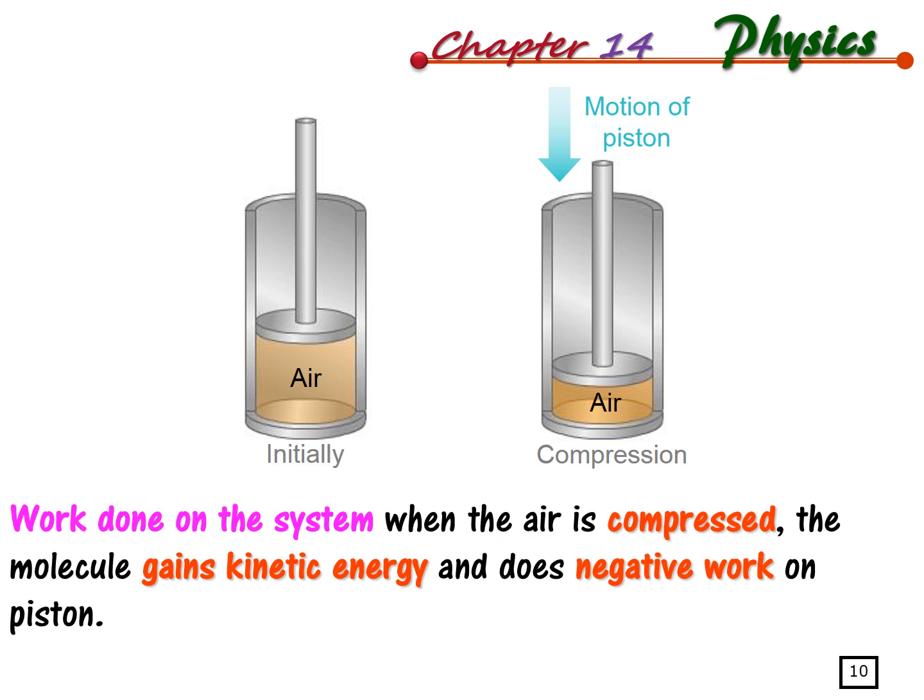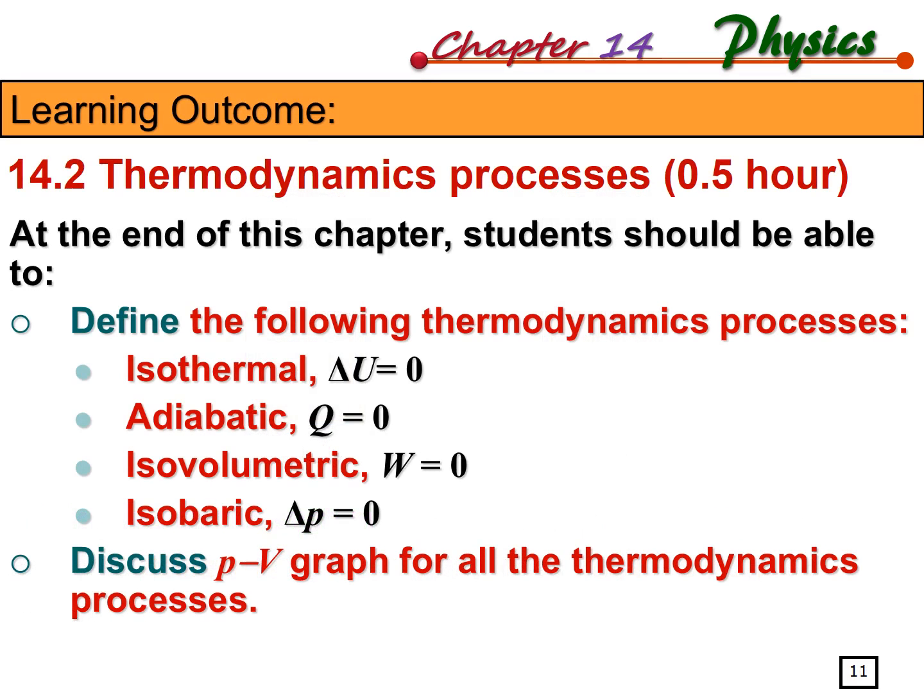So that is about the first law of thermodynamics. Now we're going to thermodynamic processes. There are 4 thermodynamic processes. The first one is isothermal, which means that the temperature is the same. Second is adiabatic, Q equal to 0. The third is isovolumetric, also known as isochoric, W equals 0. And the last thermodynamic process is isobaric, delta P or change in pressure equals 0.